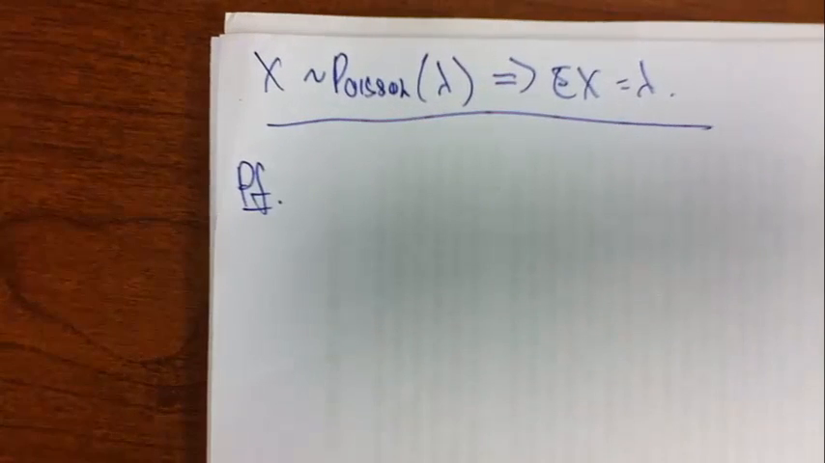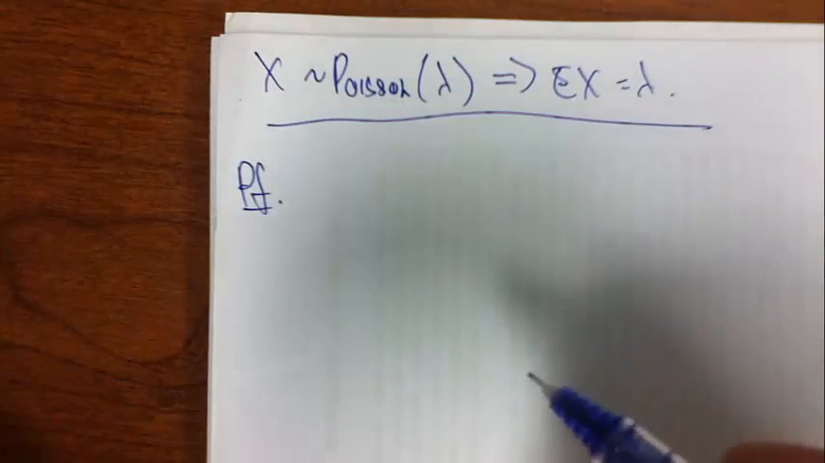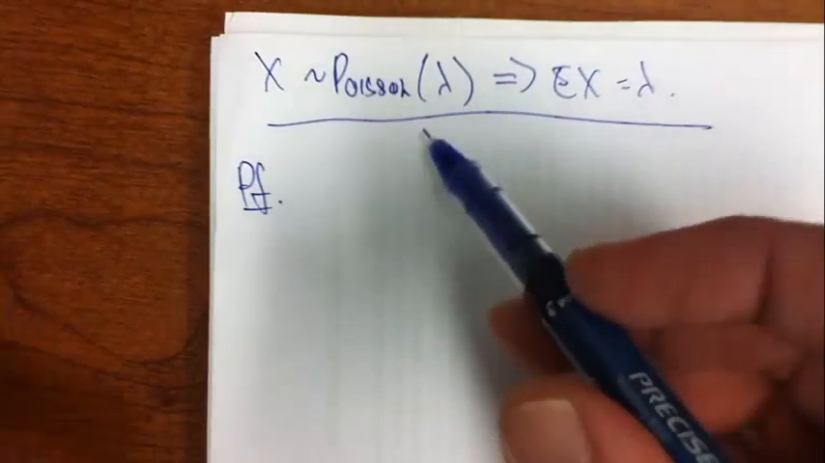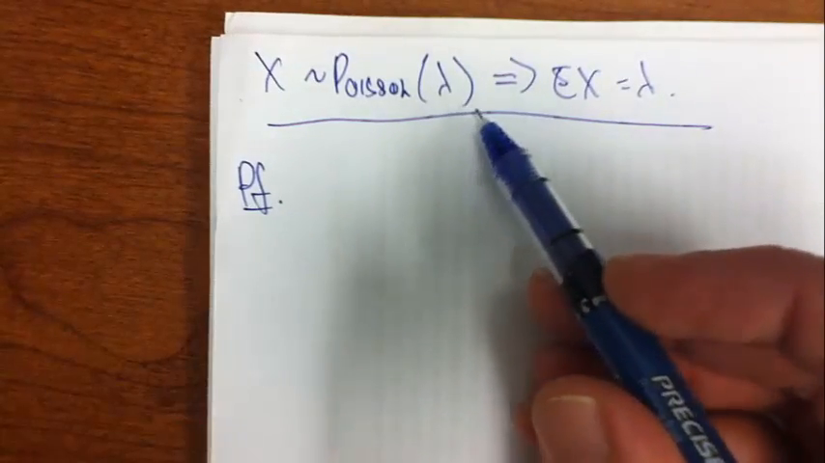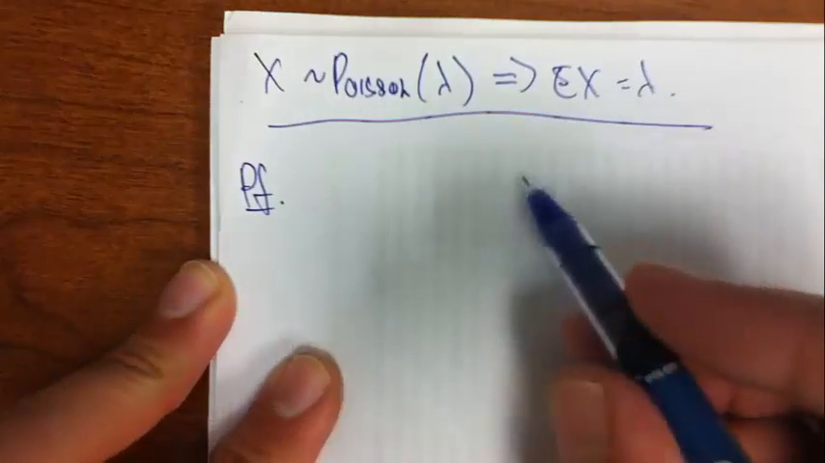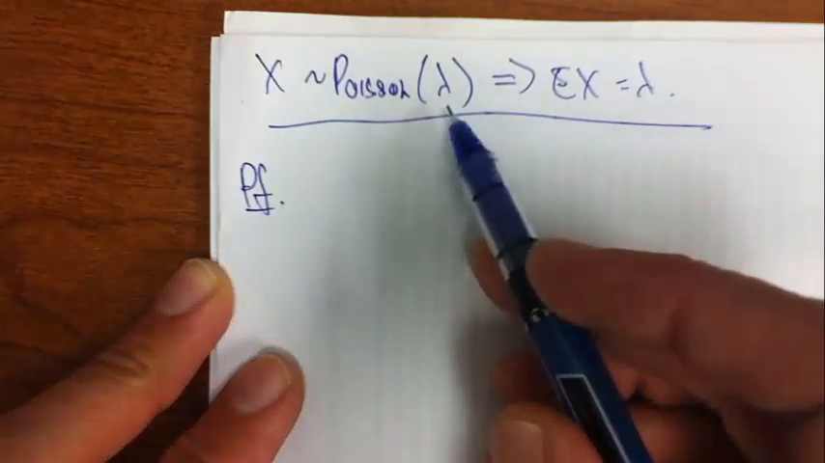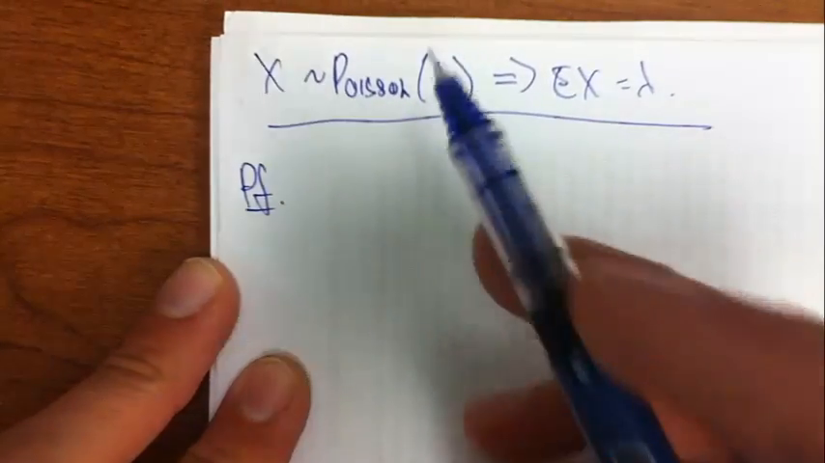...has a Poisson lambda distribution, then the mean of x is lambda. We can prove that. This is nice because it means that the mean of a Poisson lambda is just lambda. It's just the parameter. It's easy to remember.